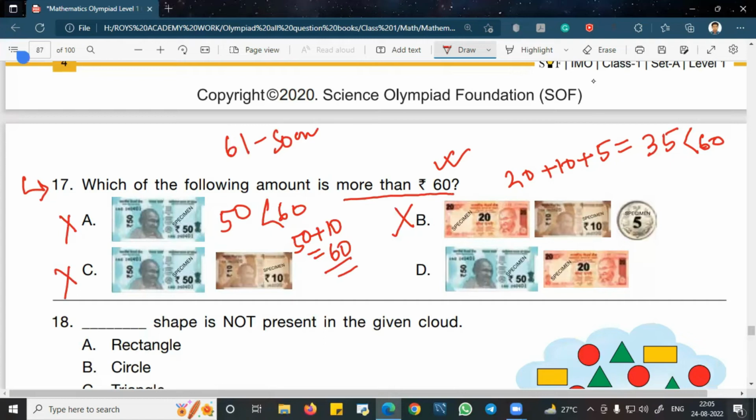D is the right answer, but we have to check. In option D we have 50 rupees plus 20 rupees. If we add these two values, we get 70. We know that this 70 is more than 60, it is a larger value than 60. So option D is the right answer. We have to eliminate the other options, and with this elimination we can easily find option D. Option D is right because it is more than 60 rupees, that is 70 rupees. I think that is clear.